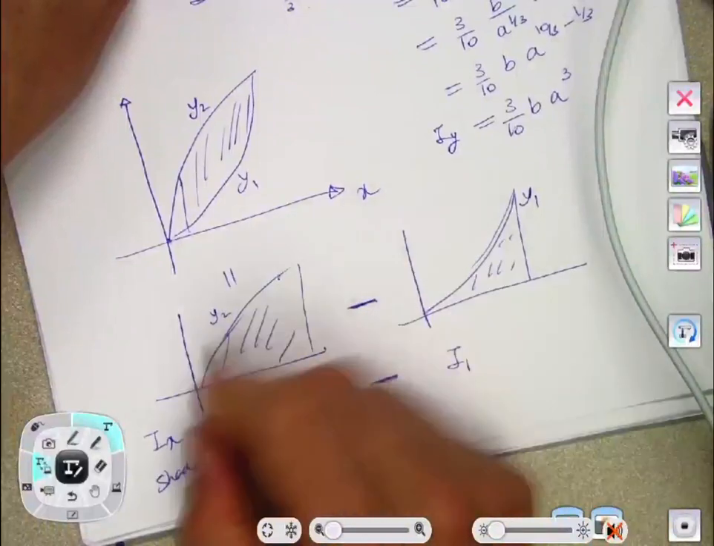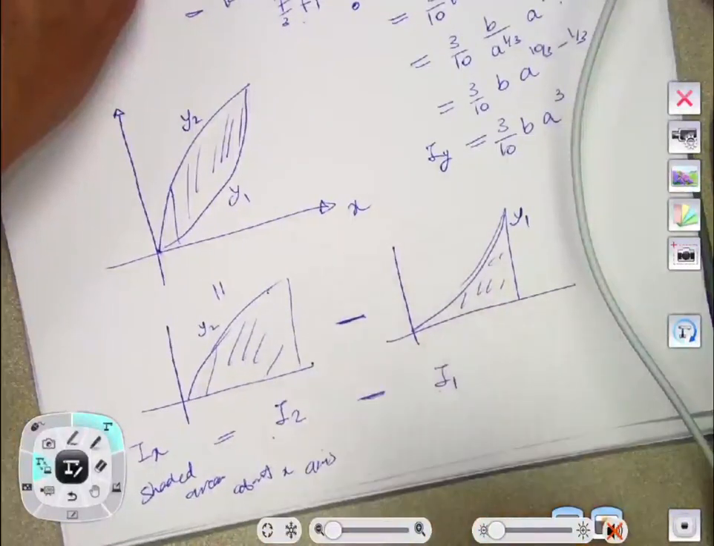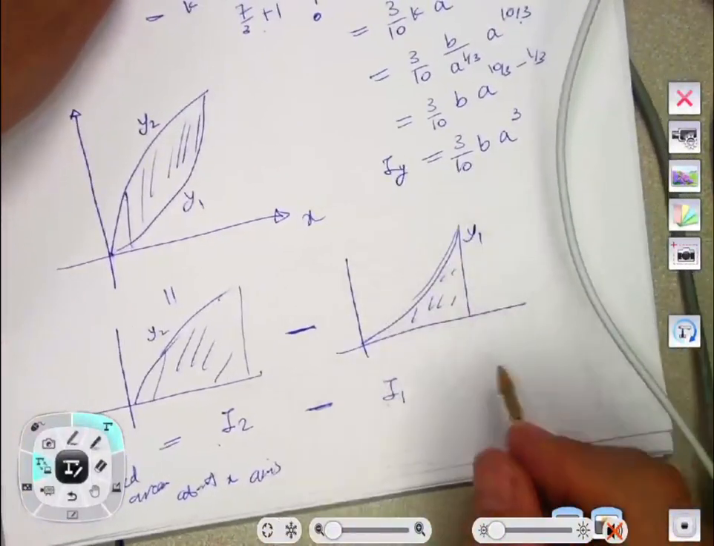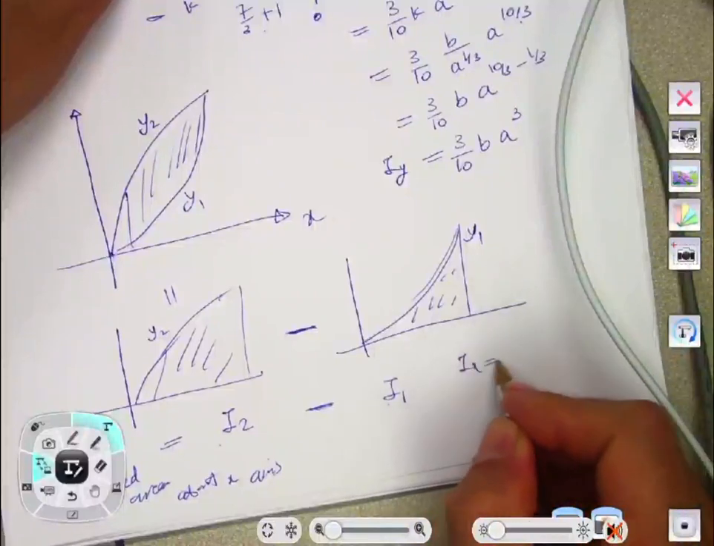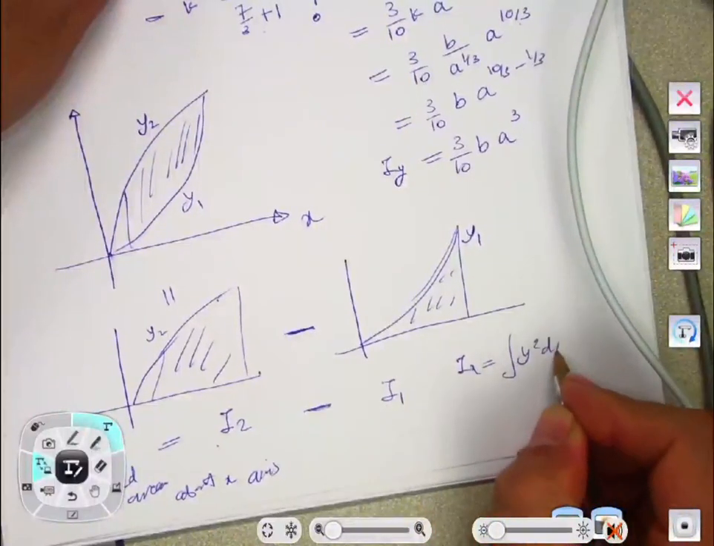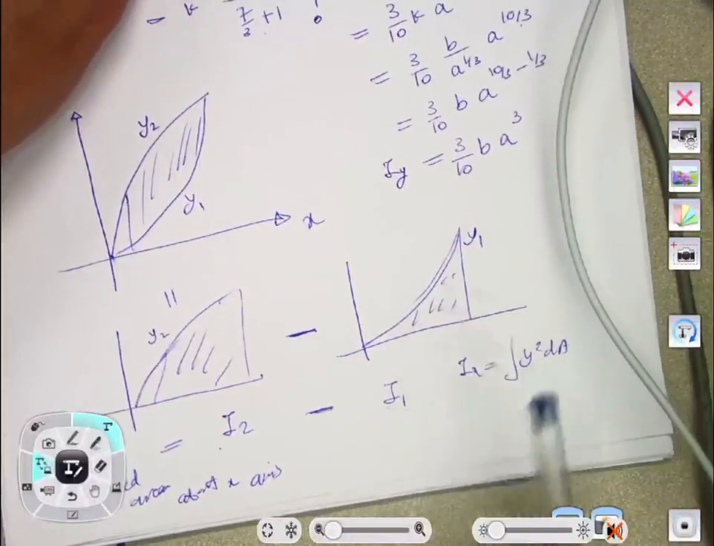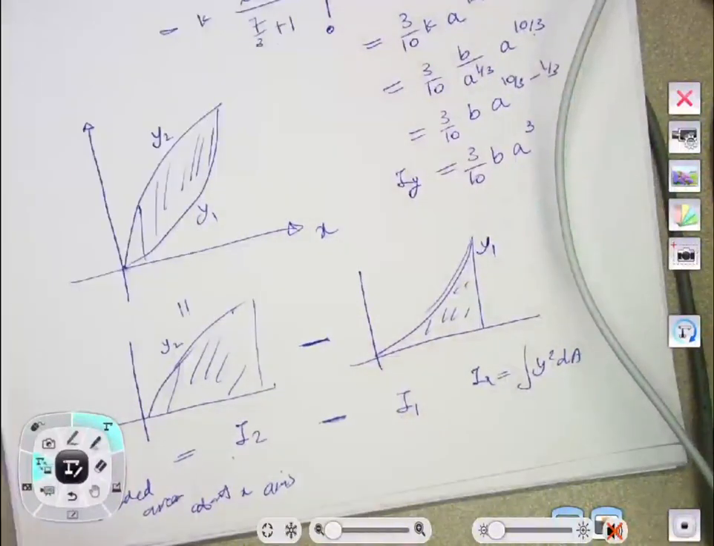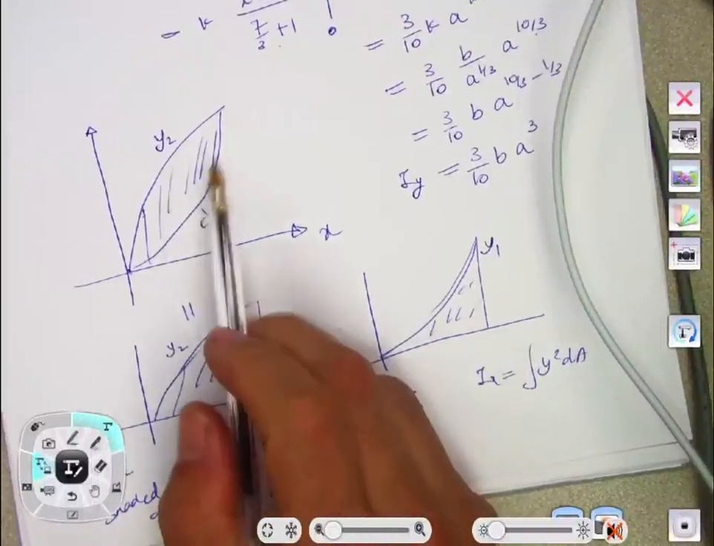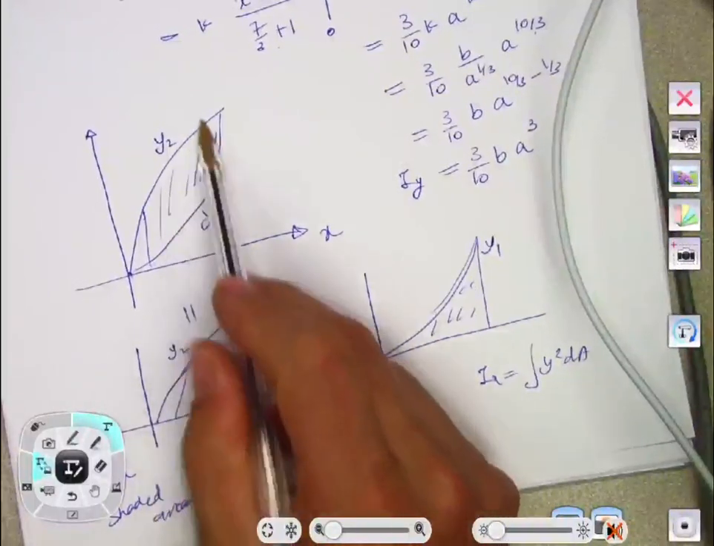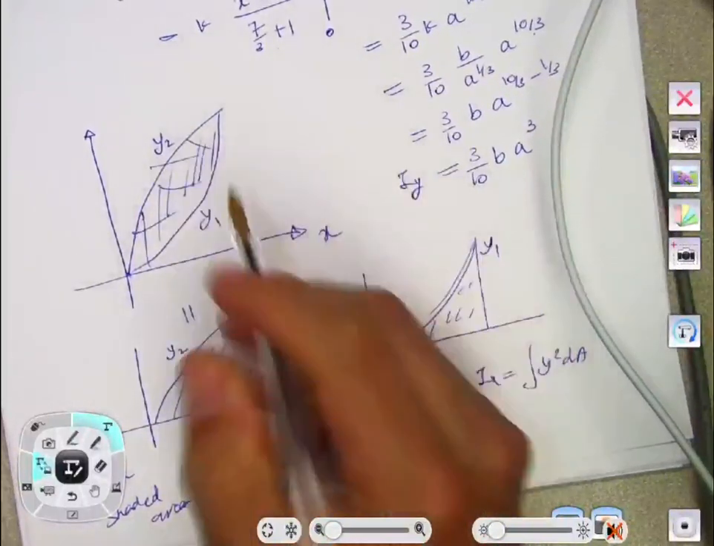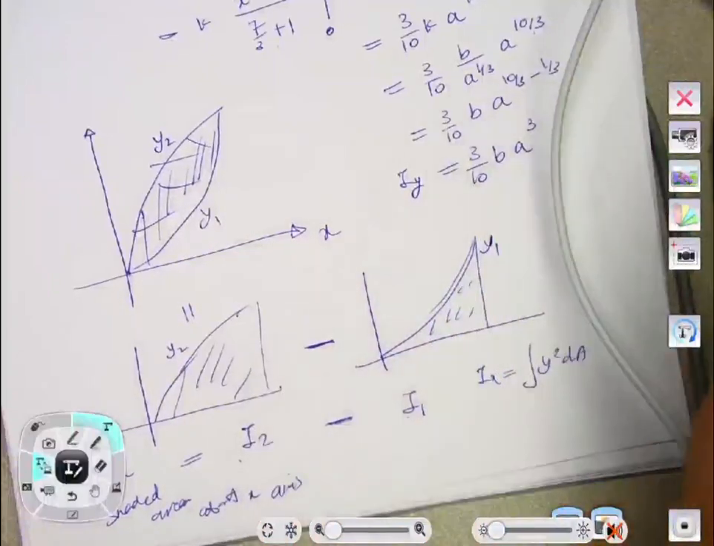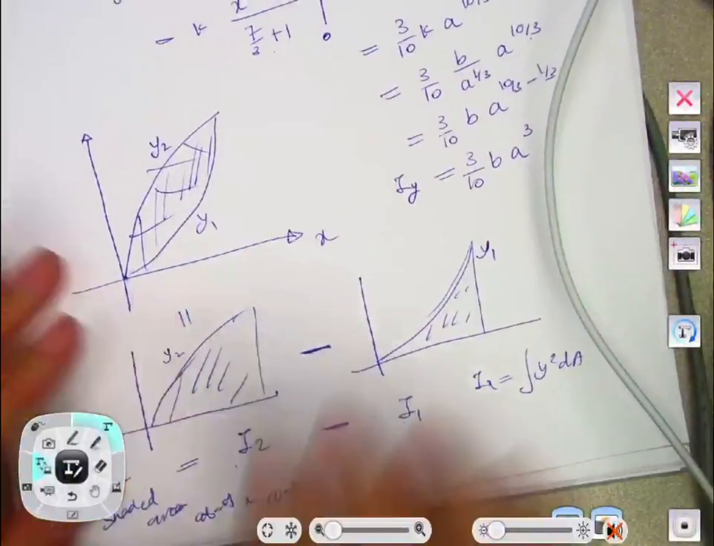Make sense? Why can we subtract this? The reason is that moment of inertia, as I said earlier, is just integration, and for integration we can do these operations. So if you have more complex problems like this, when you have trapped areas and you want to find the moment of inertia, this is the way you can do it.